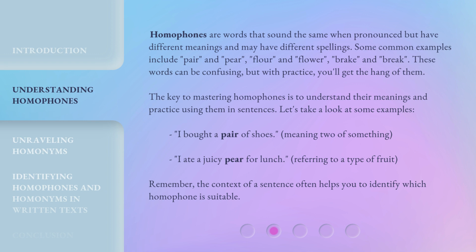Let's take a look at some examples. I bought a pair of shoes. Meaning two of something. I ate a juicy pear for lunch. Referring to a type of fruit. Remember, the context of a sentence often helps you to identify which homophone is suitable.